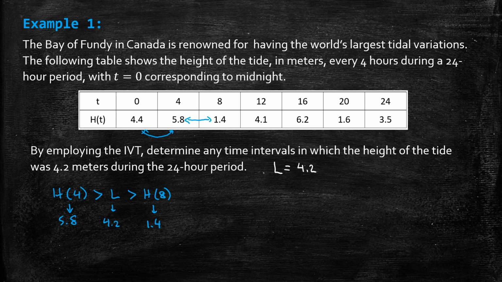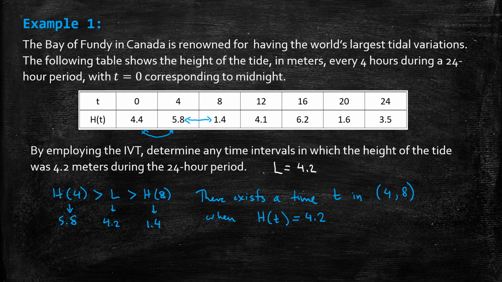So because continuity is assumed and because our value of L lies within the desired range, we can say that there exists a time, let's just call it T instead of C this time, in the interval 4 to 8, think of that as a time interval. It's between 4 a.m. and 8 a.m. when the height of the tide, so h of t, is actually equal to 4.2. There exists a time, and it may have happened more than one time in that interval, but that's all we can guarantee, the existence of one time.